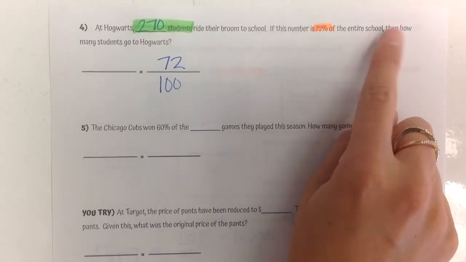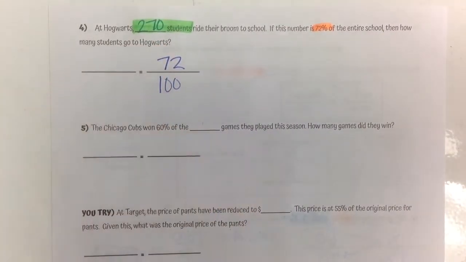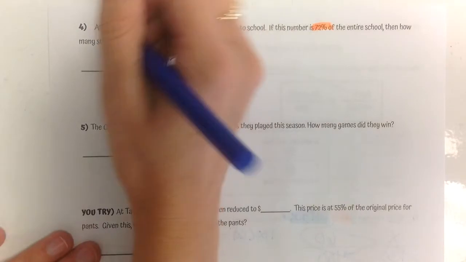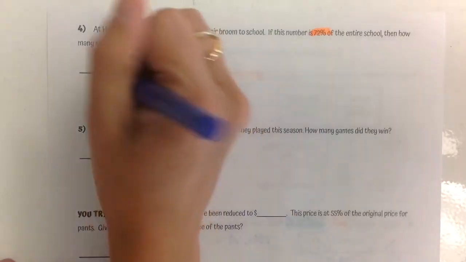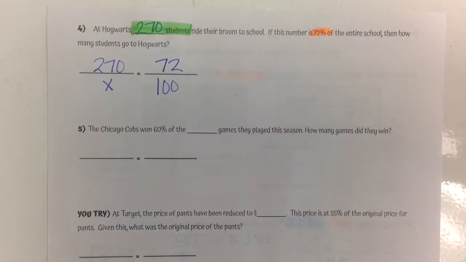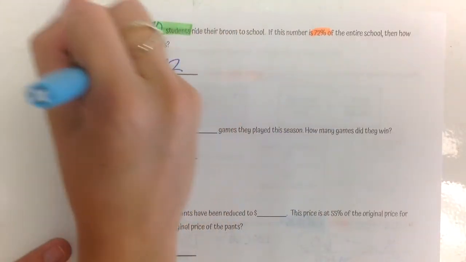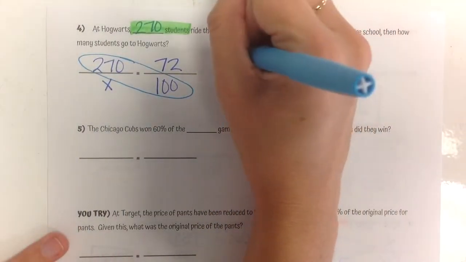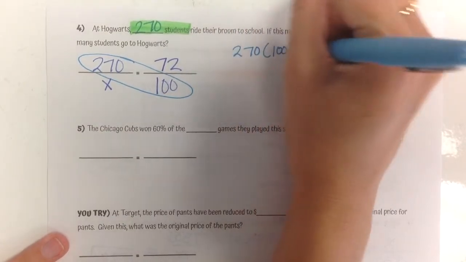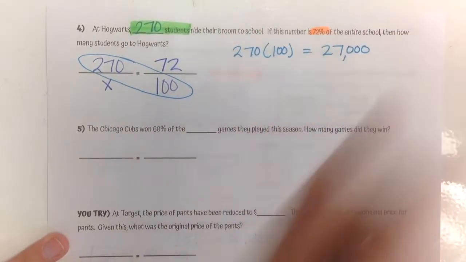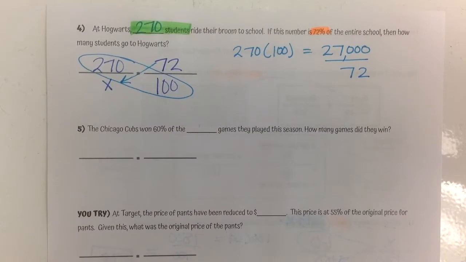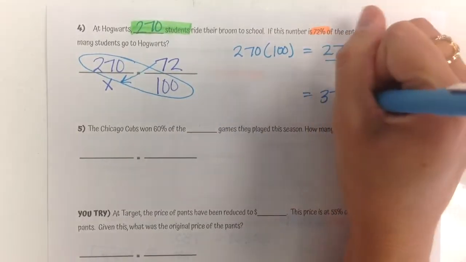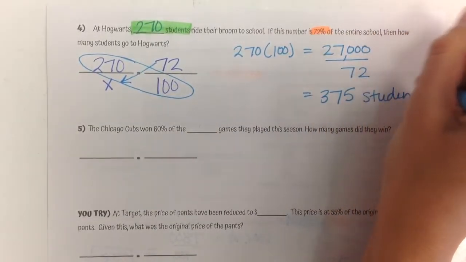So this is 72%, which means it's not the whole, it's the part. And also, in the question it says, then how many students go to Hogwarts? That's talking about the whole. So the 270, that's only part of it. Only some kids ride their broom. Where it says how many students go to Hogwarts, that's what we're solving for. We're solving for the whole. Now we've got our proportion that we can solve. Going to multiply those two numbers together, 270 times 100, which is 27,000, divided by the number opposite the variable, so divided by 72, gives us 375 students.